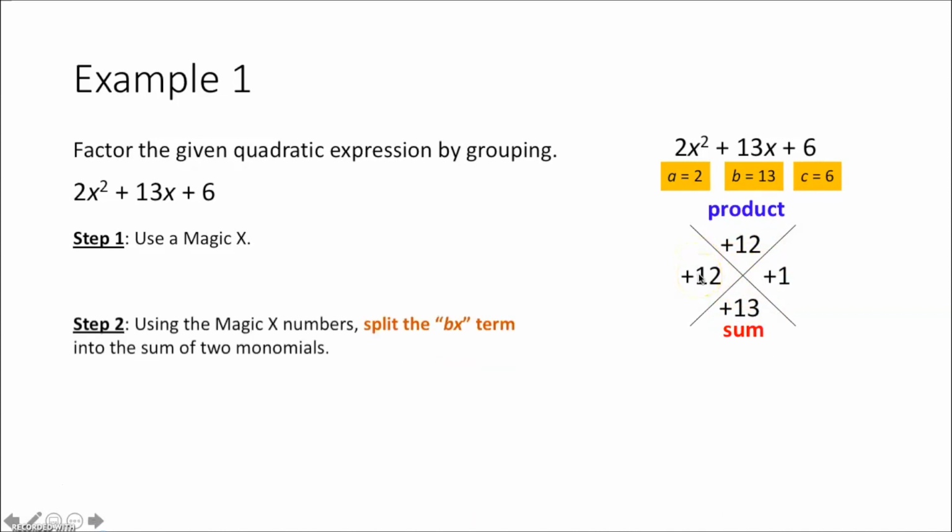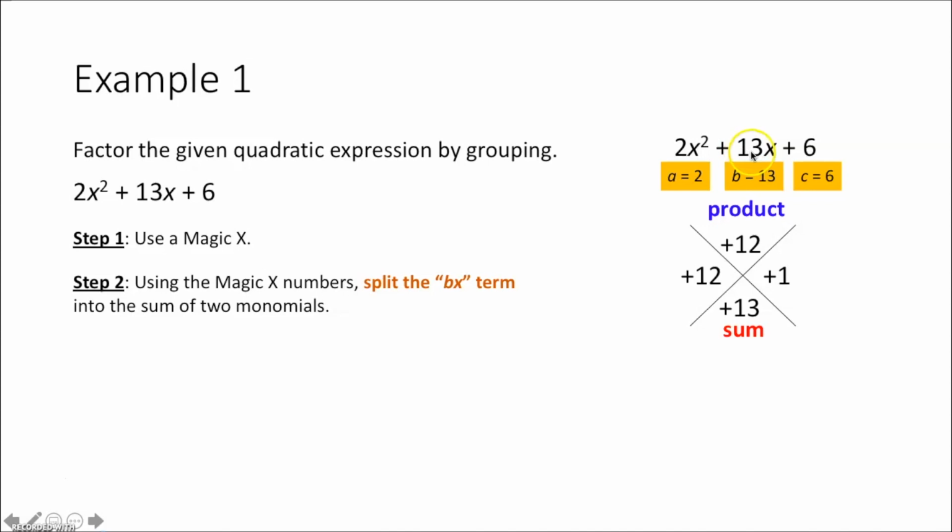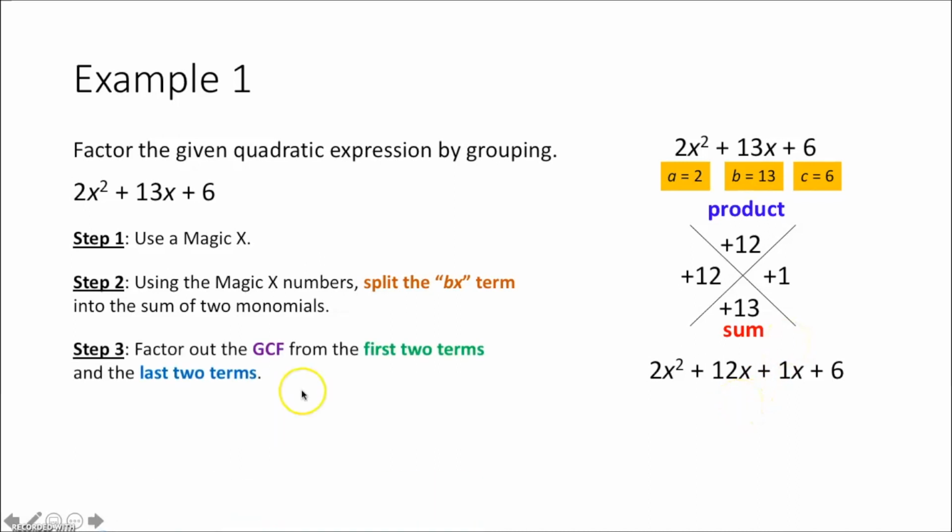We then split our middle term. So the 13x, instead of writing plus 13x, we're going to write plus 12x plus 1x. So it's going to be 2x squared plus 12x plus 1x plus 6. Sweet. Now we're going to factor the GCF out from the first two terms and from the last two terms.